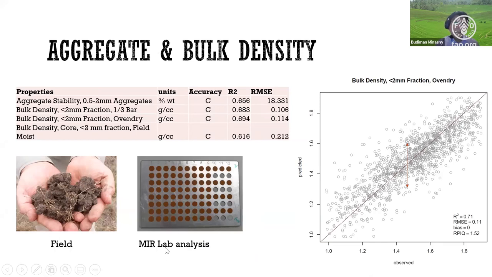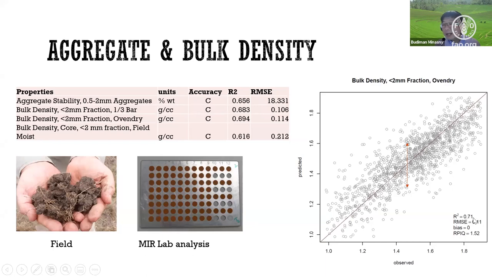And in the mid-infrared lab analysis, you take the soil and crush it and make it into a pellet and scan it. Does it make sense that it can predict bulk density or aggregate stability? Probably not. But what it can give is an indication of that, given this type of mineral, given this sort of clay and different minerals, this would be the likely bulk density.